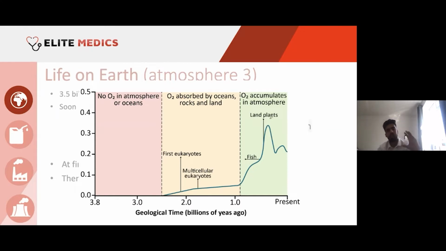So as long as you have a general picture of the timescale and an idea in your head of what's happening, that's all you need. You're not going to be expected to recreate this graph. They may ask you to interpret this graph perhaps and give reasons as to why this happened.